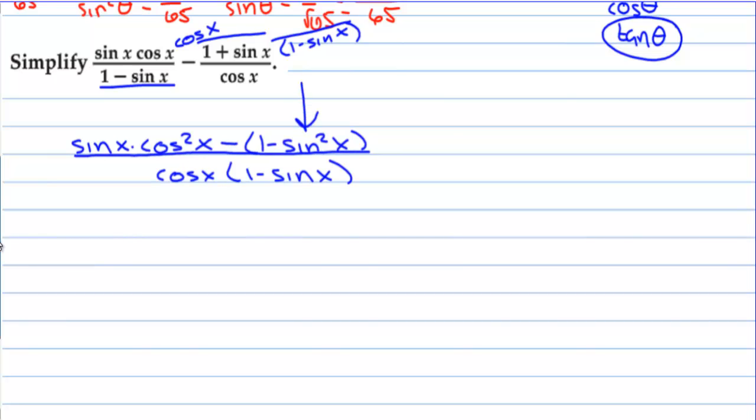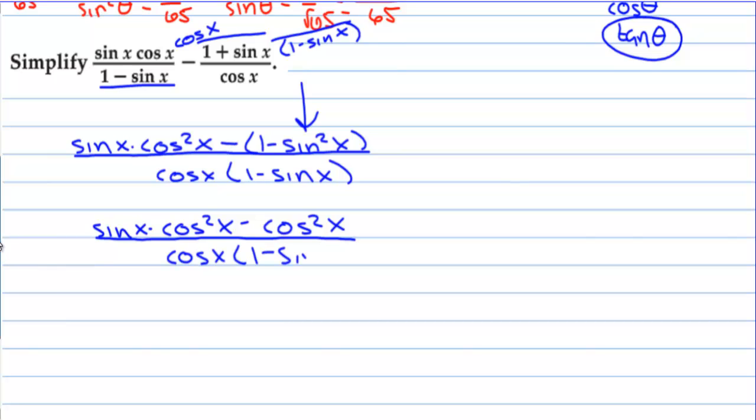Well, what's that right there? What's 1 minus sine squared? Cosine squared, right? So we can change that. Sine of x times cosine squared x minus cosine squared x all over cosine x times 1 minus sine x. Now we can't cancel out one of the cosines. You can't do that.